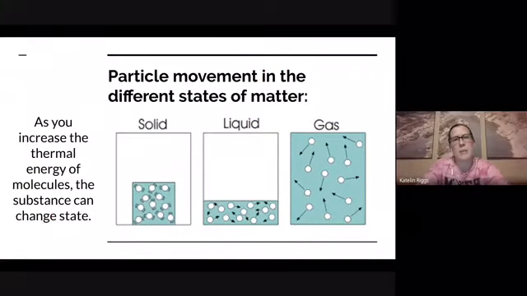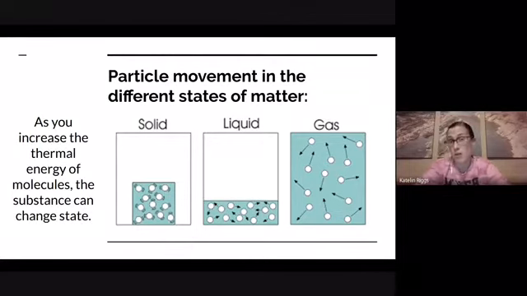So just a recap for particle movement in the different states of matter. I think I've given this scenario before in class earlier in the year when we were dealing with more chemistry, but as you increase the thermal energy of molecules, the substance can change state. So if you have a solid, it would be similar to if you think of our classrooms and we're all sitting in uniform rows in our desks. People are shimmying around in their seats, but nobody's really getting up and moving past each other, at least not significantly. And now we shift to a liquid.